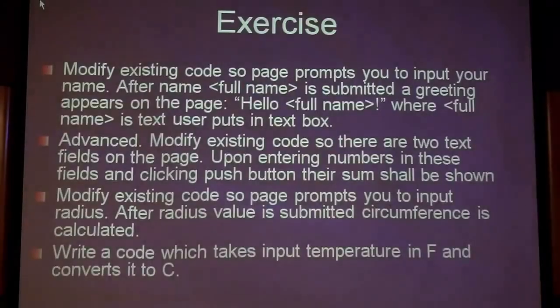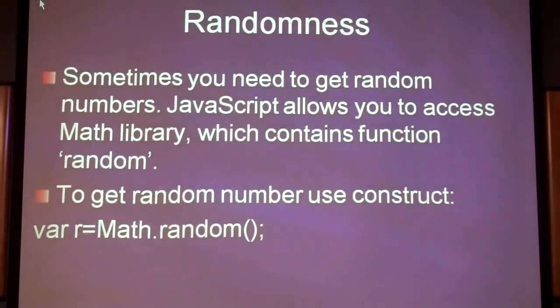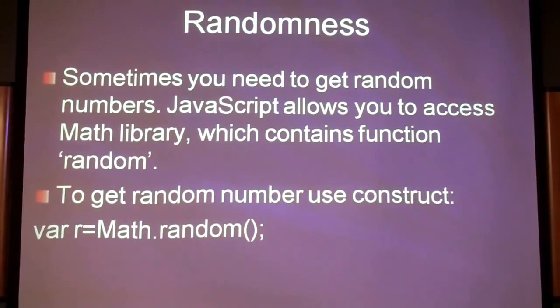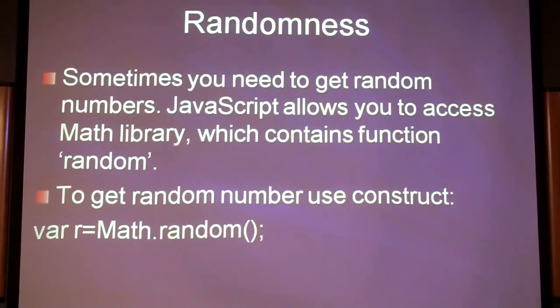Okay, excellent. So we're done with exercises. The next thing which we are going to cover is randomness, which is basically being able to generate random numbers. JavaScript supports randomness by using a method called random. The random method is part of a big library called Math. The Math library contains different functions for trigonometric and mathematical operations, and one of the functions is random.